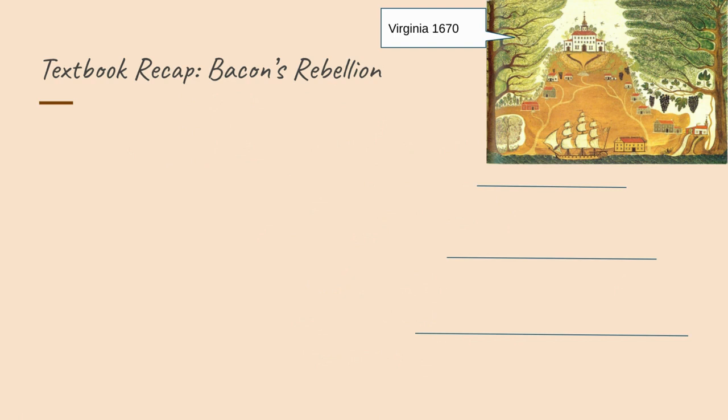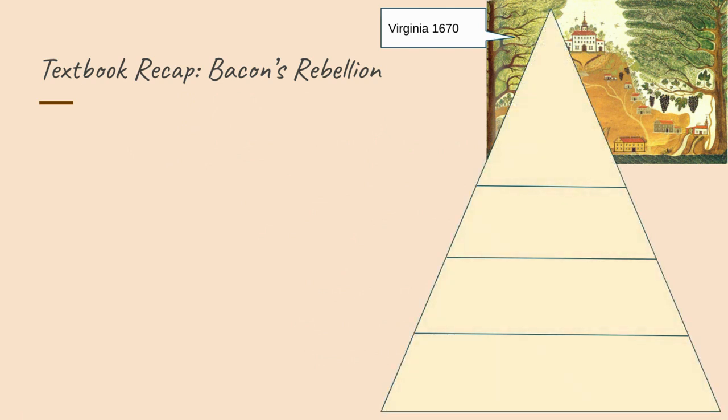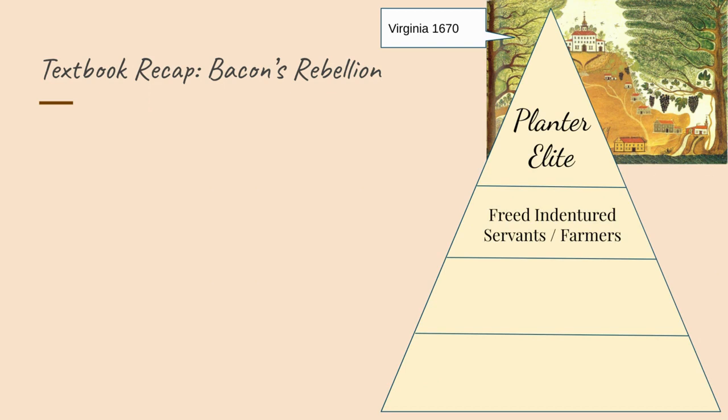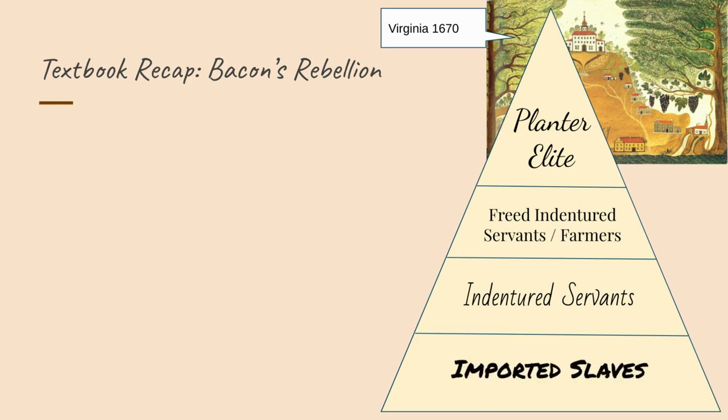So we're looking at Virginia in roughly 1670, and Virginia is made up of a social pyramid, okay? At the top of this pyramid, we have the planter elite. Next, we have the freed indentured servants or farmers who came over free. Below them, we are going to have indentured servants working for either freed indentured servants or the planter elite. And then at the bottom, we have imported slaves, which isn't quite at its height at the moment in Virginia, but is definitely a growing source of labor.